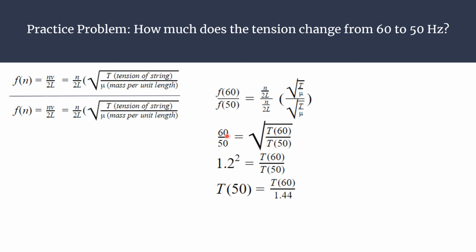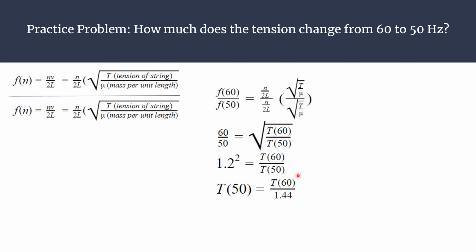So for this, we can divide 60 by 50 and then square both sides to get rid of the square root symbol. So we get 1.2 squared equals the tension at 60 hertz over the tension at 50 hertz. From here, we can multiply both sides by 50 and divide both sides by 1.44, which is 1.2 squared. From that, we get the tension at 50 hertz is equal to the tension at 60 hertz divided by 1.44.